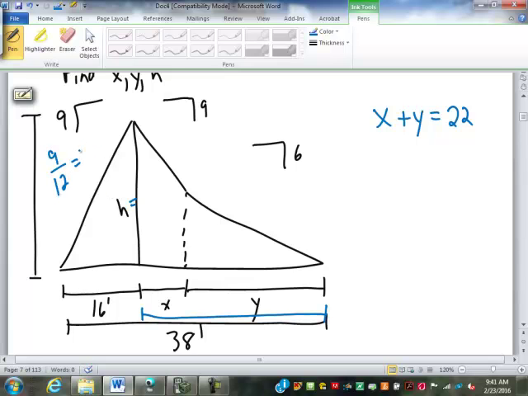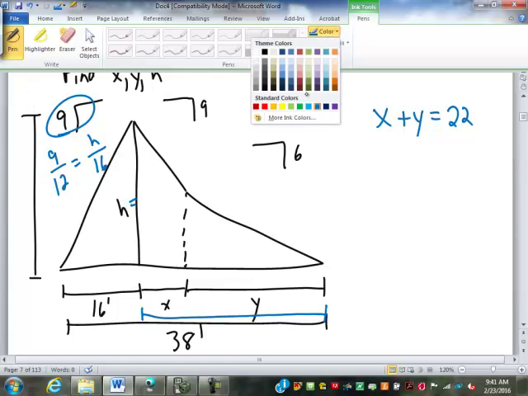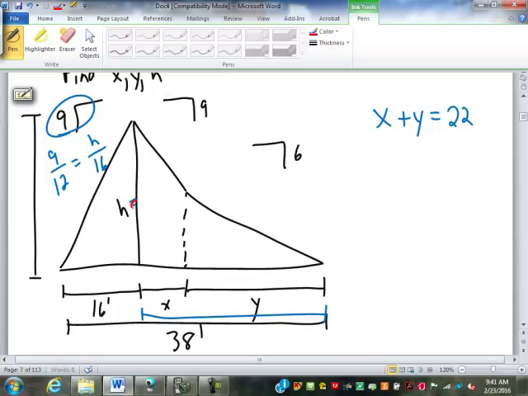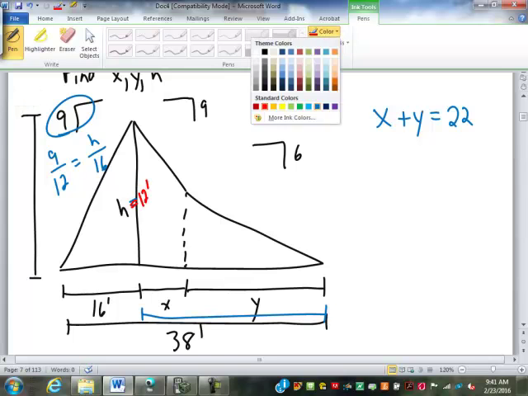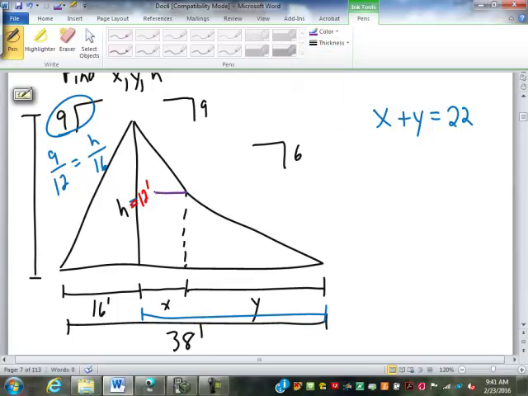9 over 12 equals what? Where'd the 9 over 12 come from? Slope. 9 over 12 slope equals h, which is my rise, over my run of 16. If I cross multiply and divide, I'm going to get h is 12 feet. So that means I can break this up into an A and a B, and I know that A plus B equals 12.